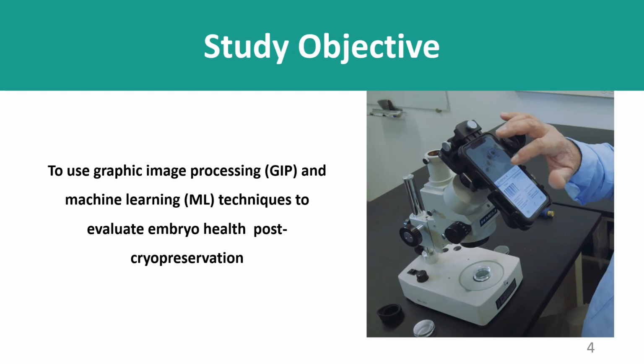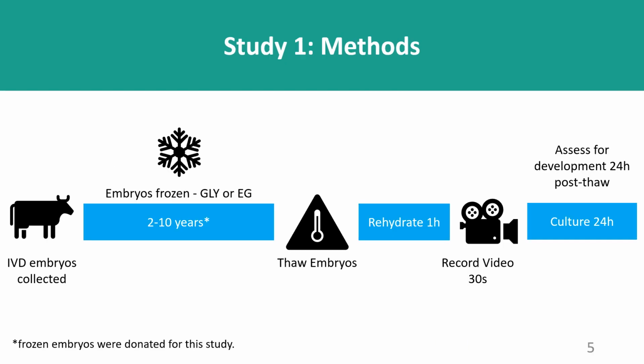Today, most embryos are frozen in ethylene glycol because these are the direct transfer embryos, and we seldom look at the thawed embryo before it is transferred. The objective of our first study was to use graphic image processing and machine learning techniques to evaluate embryo health post-cryopreservation. In this study, we used donated in vivo derived embryos which had been frozen in either glycerol or ethylene glycol. The embryos were thawed and rehydrated.